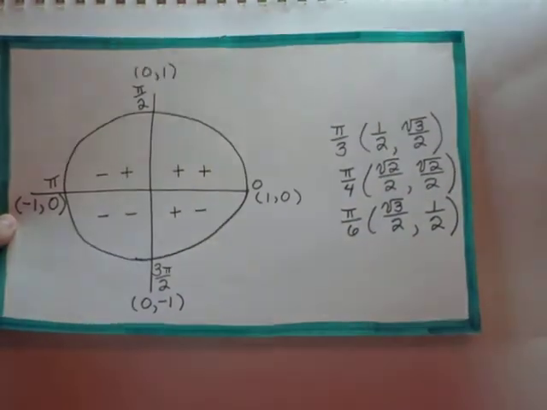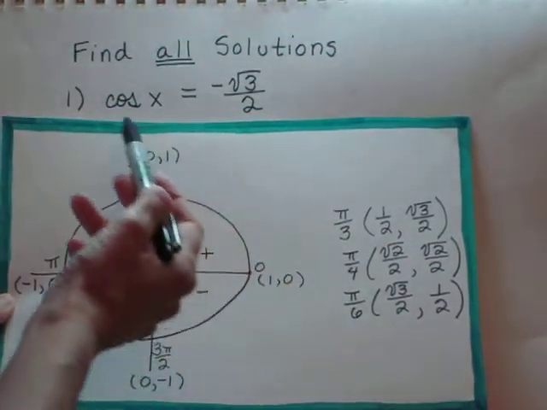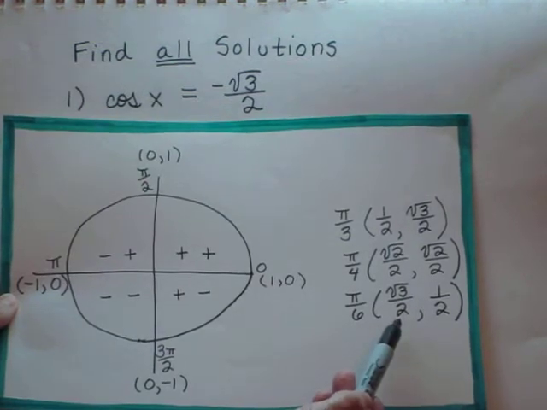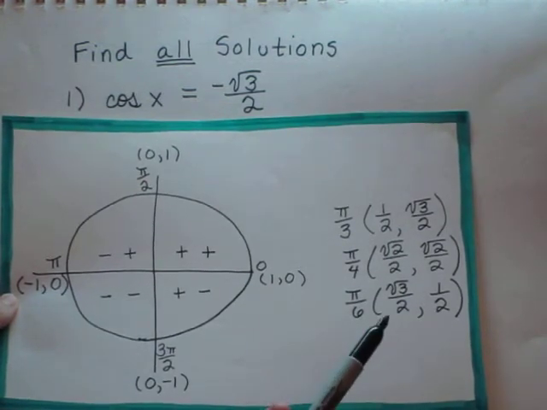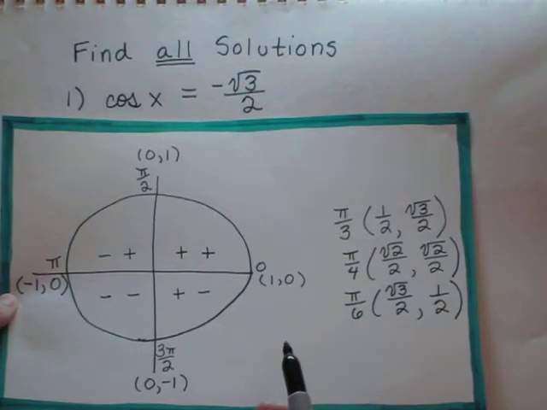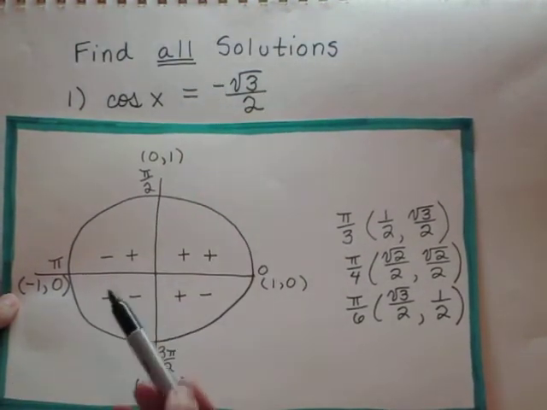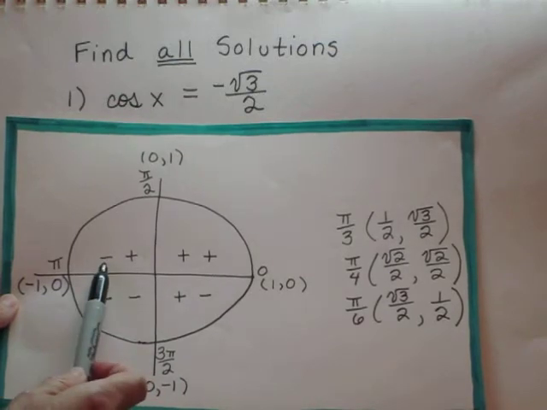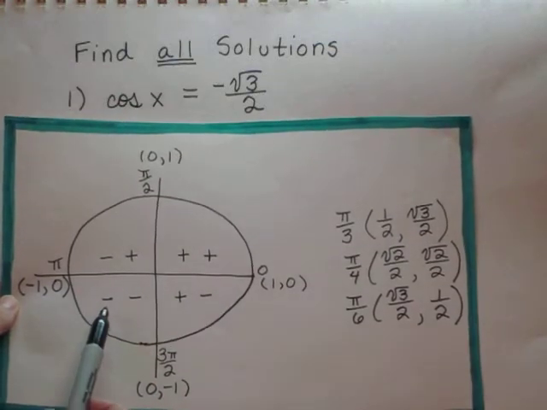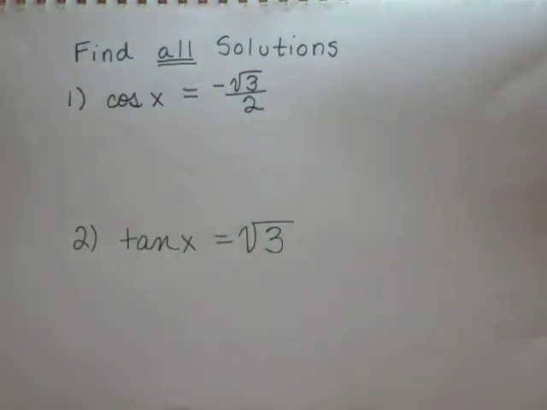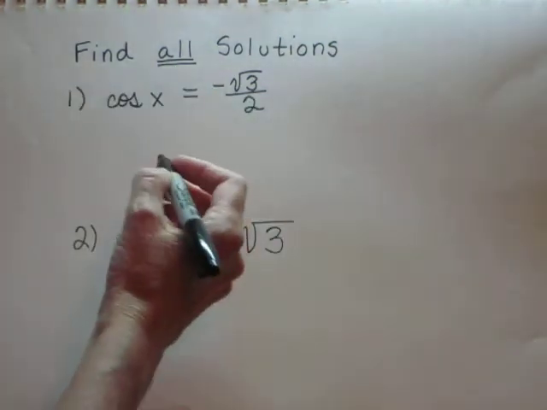So take a look at your unit circle and let's find the reference angle first. The reference angle is going to be pi over 6, and then we're just going to put it into the correct quadrant to make the cosine a negative. The cosine is negative in quadrant 2 and it's also negative in quadrant 3. Okay, so let's think about putting our pi over 6 in quadrant 2.